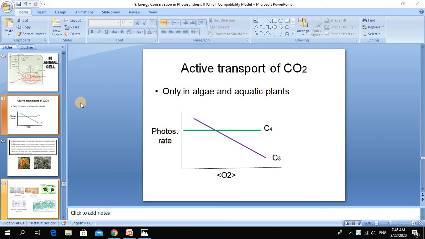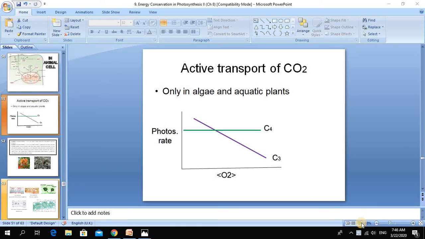Okay, guys, let's continue. Remember, I was telling you that C3 plants' photosynthesis rate drops sharply if there is a lot of oxygen in the air. However, there is another type of plant called C4 plants, and I'm going to explain what this means. Their photosynthesis rate doesn't drop if the CO2 levels go higher, but instead remains the same.